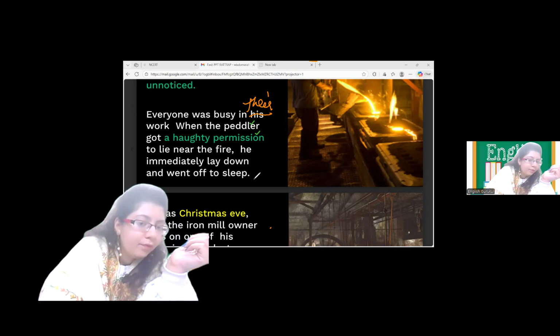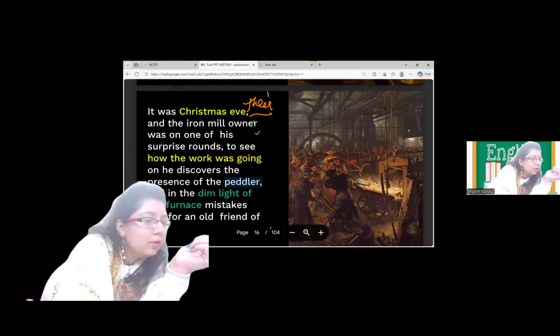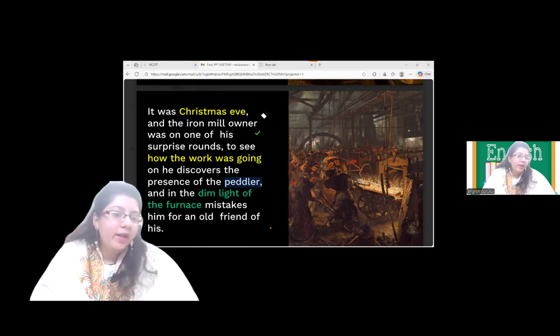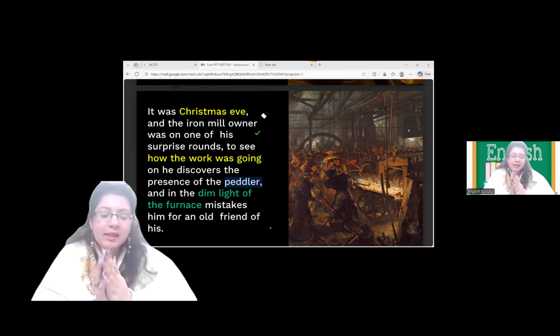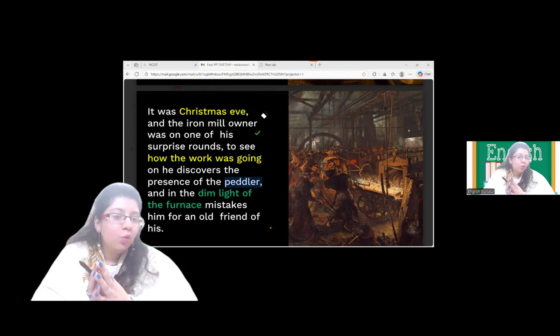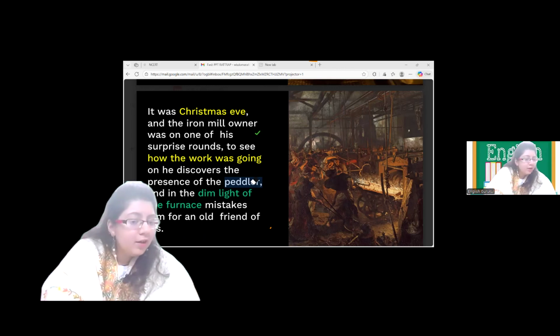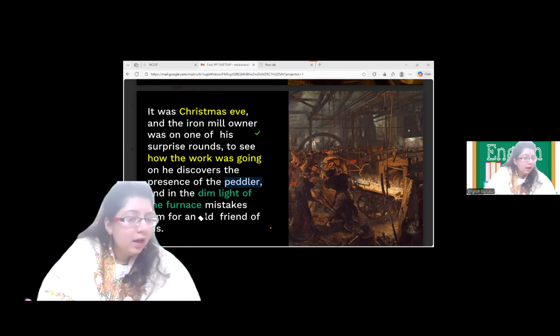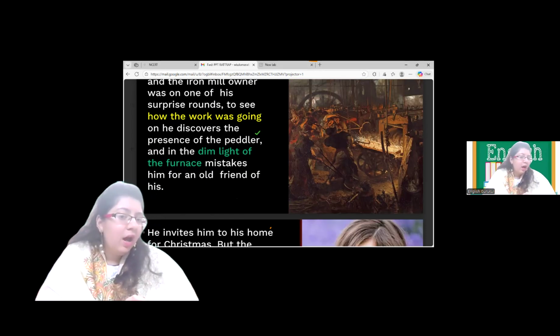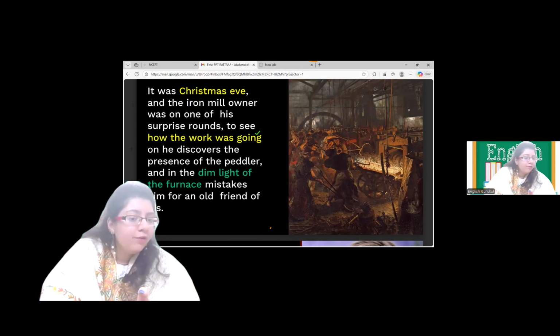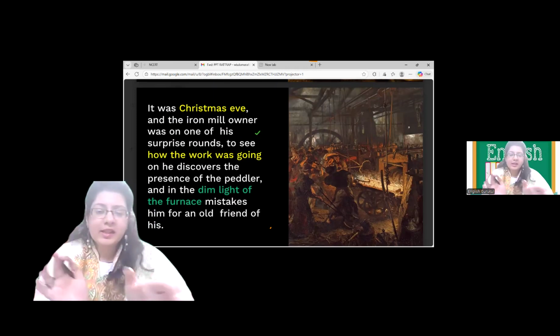Then it was Christmas Eve. That means it was Christmas evening, right? And the iron mill owner was on one of his surprise rounds to see how the work was going on. He discovers the presence of the peddler, and in the dim light of the furnace, very very important, please my dear learners, underline it, he mistakes him for an old friend of his. It's very interesting, you're gonna love it.